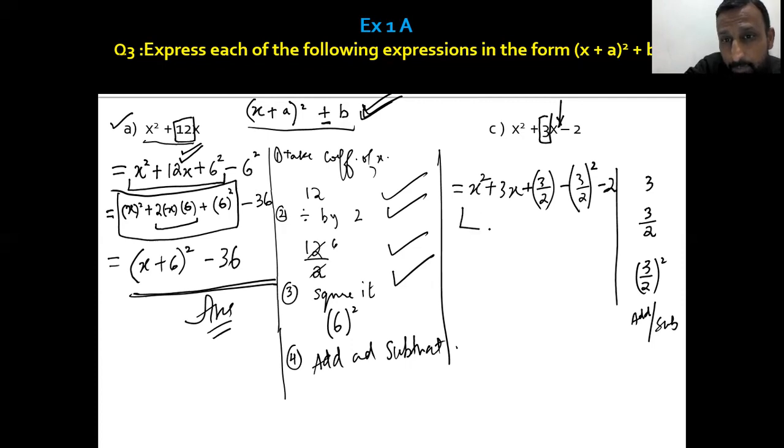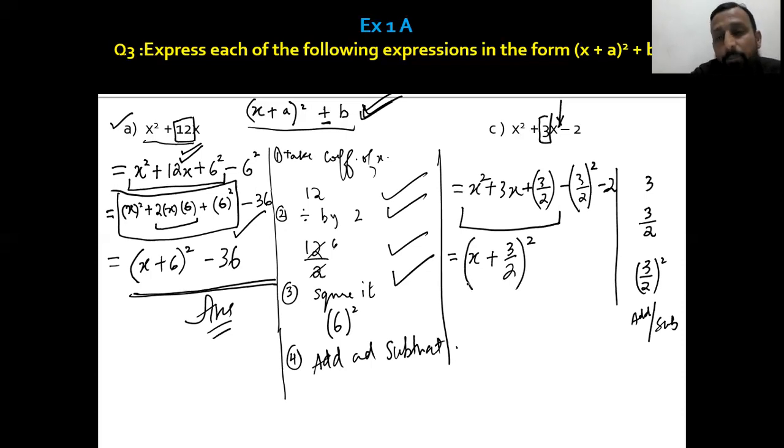Now these three terms will make a perfect square, as I told you over here in the very first part. You can check it by placing these values in the formula a square plus 2ab plus b square. That is identity number 1. So you'll get over here x plus 3 upon 2 the whole square, right? And after this, open up the bracket. That is 3 square is 9, 2 square is 4, minus 2.